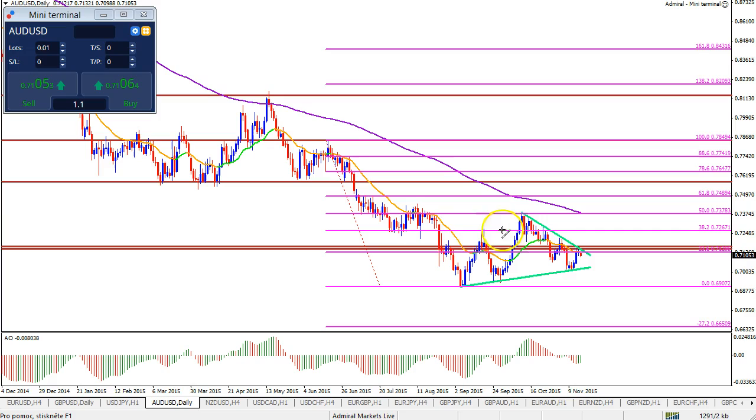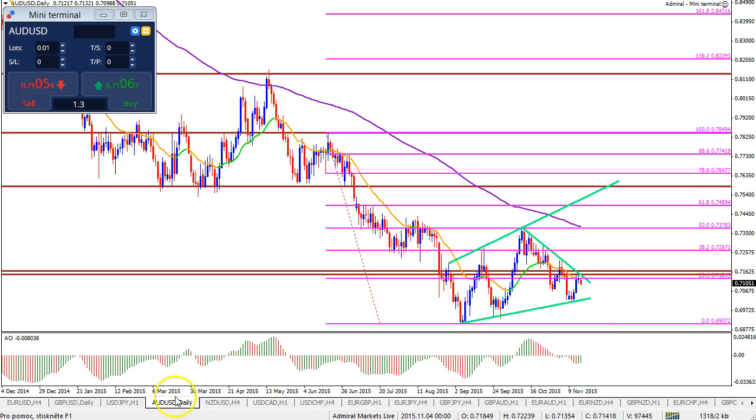And if we connect these two tops, there's also a nice resistance trend line of this particular corrective pattern. So a move up to roughly this zone would seem likely to me. So that's how I view the AUDUSD.